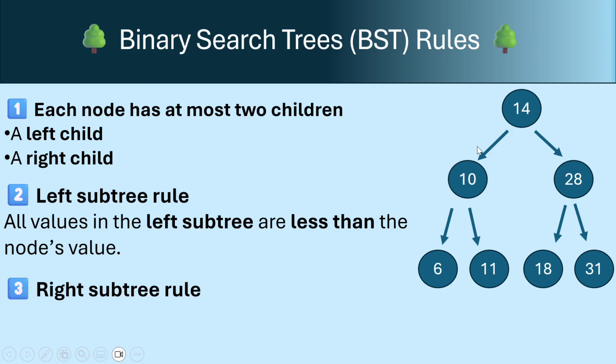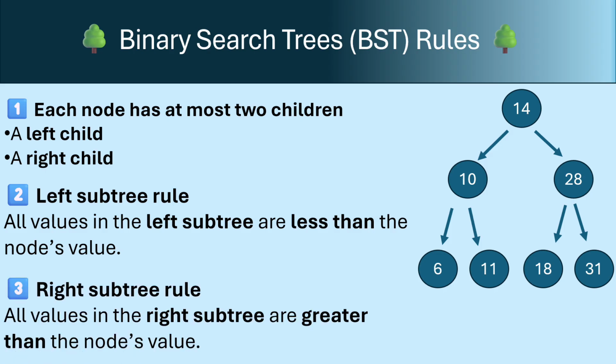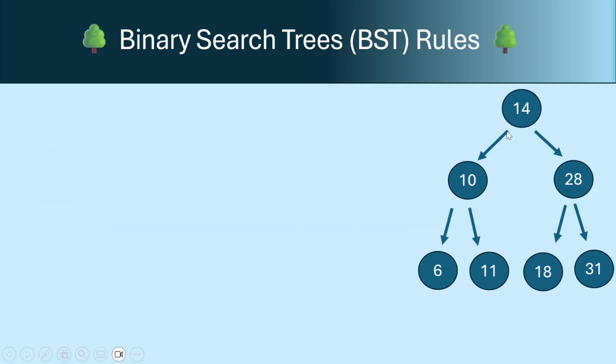On the right side, the same rule applies, except you look for the numbers that are greater. So on this side, 28 is greater than 14. And when you look down, 31 is greater than 28. All these numbers here would be greater than 14.